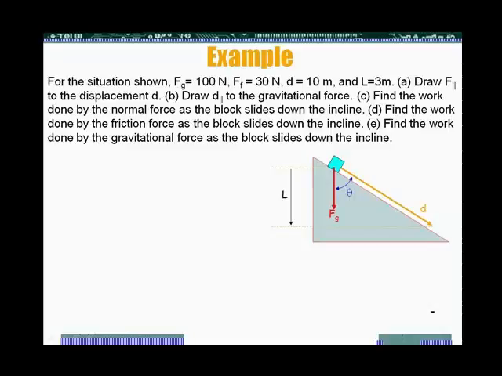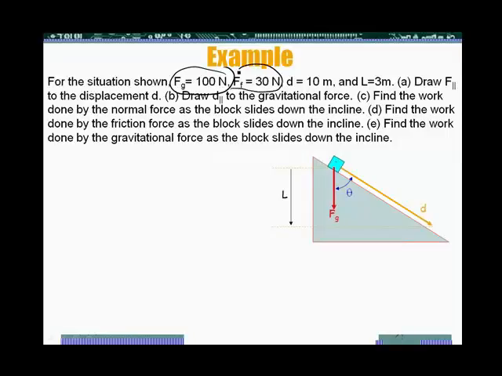This recording will be devoted to an interesting example. What we have here is a block that's free to slide down an incline. We are given the gravitational force acting on the block. Fg is equal to 100 newtons.